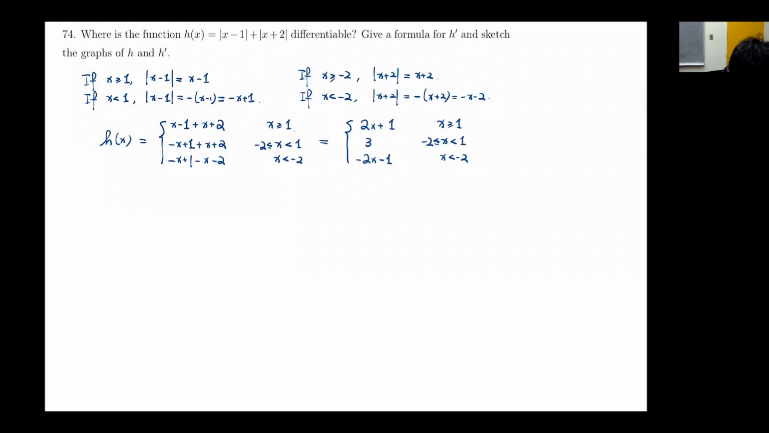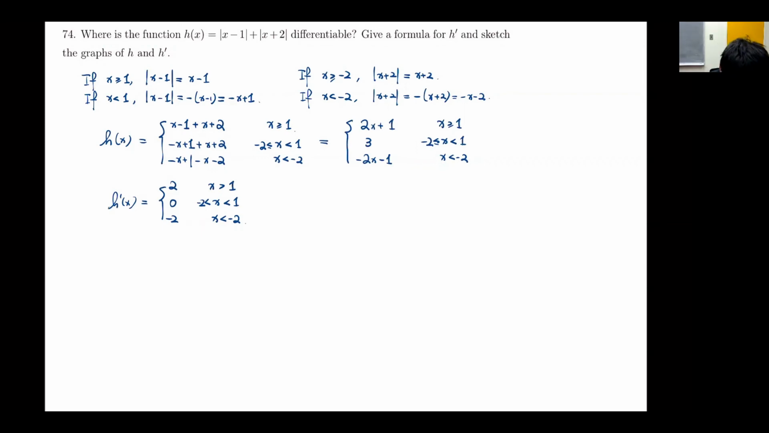Okay, summarizing what we have obtained above, we get h prime of x. This is going to equal 2 if x is strictly greater than 1, and then 0 if x is between 1 and -2. And finally, it's going to equal -2 if x is further less than -2. All right, so that's my h prime of x. And notice that h prime of x is not defined at those critical numbers. And now let's actually draw the graph.